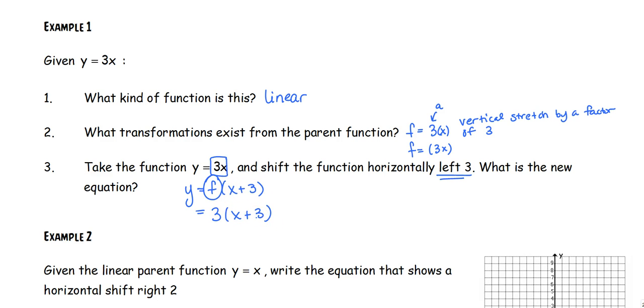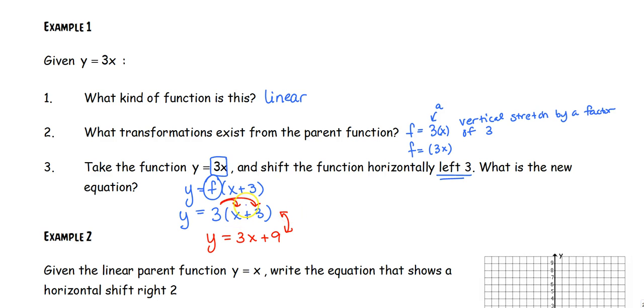plus 3. Now when you look at your equation from this form, you can see that you have a horizontal shift left 3. You took that original equation of 3x, which was not our parent function y equals x, but we took that function that we were given and we shifted it left 3. Note that this is the same equation as if I were to distribute that. So y equals 3x plus 9. If you were to graph these two equations, you're going to get the exact same thing.